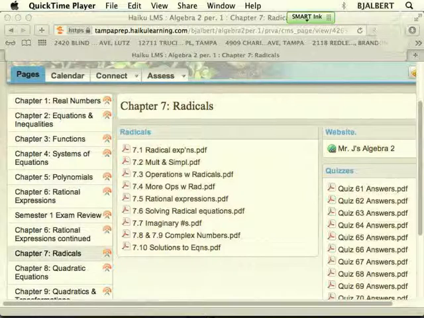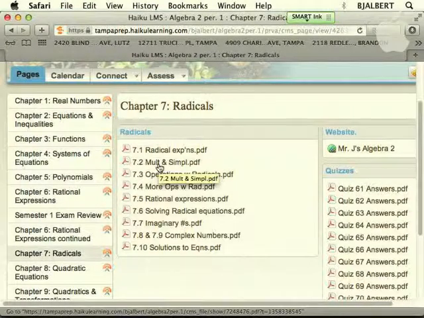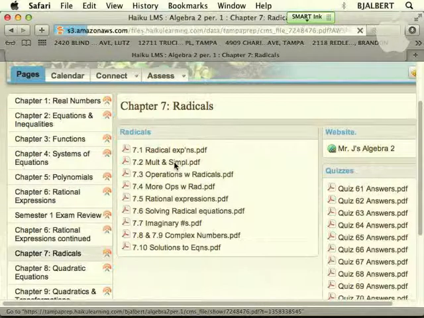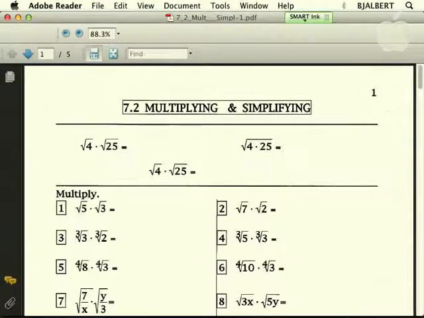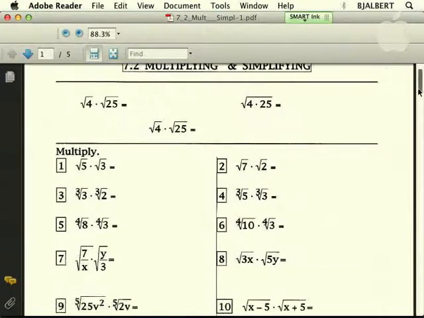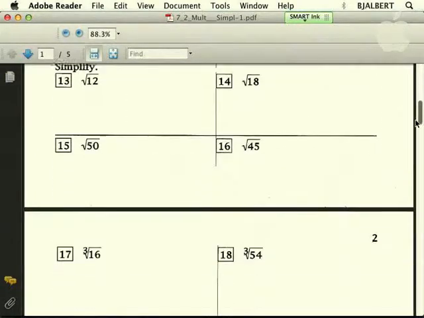Okay, this is a review of Chapter 7, and we're going to start off by reviewing 7.2, so hit 7.2. It's coming up. And we're going to start by looking at problems 27 through 36. So scroll down to 27 to 36.